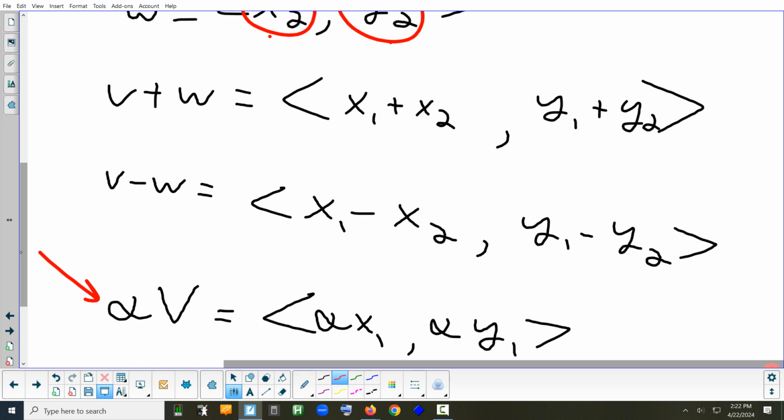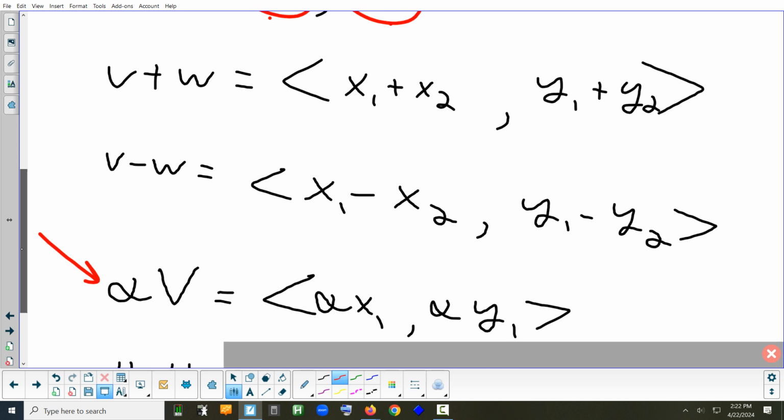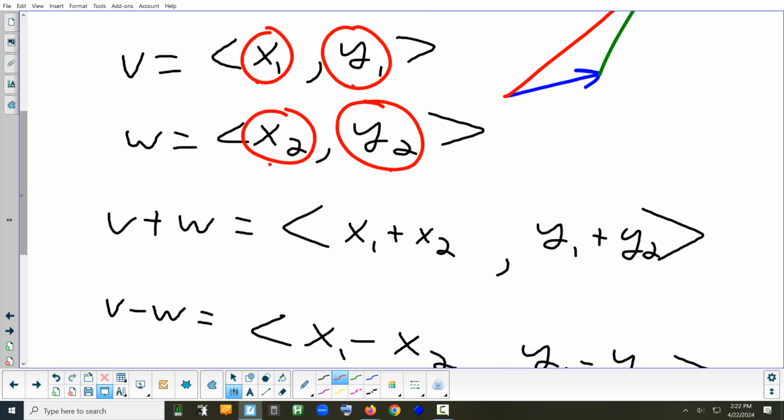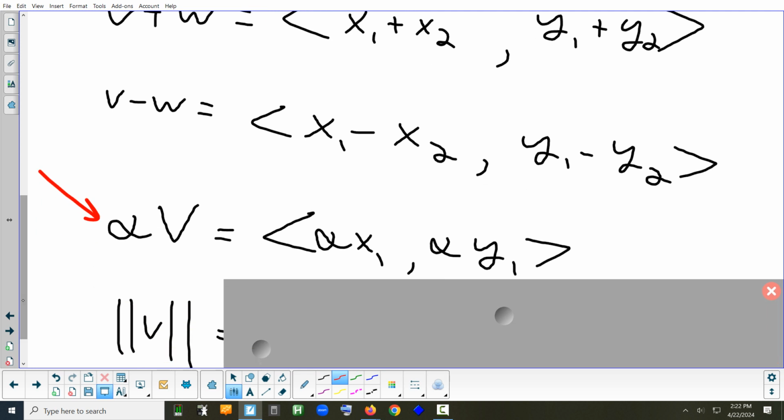Multiply your scalar to each component. Wouldn't you ever do that for x2 and y2? I mean, yeah, x2 and y2 as well, if you were going to scale w, but in this case I'm scaling v. Scaling is not an operation when you need two vectors. Adding and subtracting is. But w wasn't part of that. Sorry about that. Yeah, you're good.